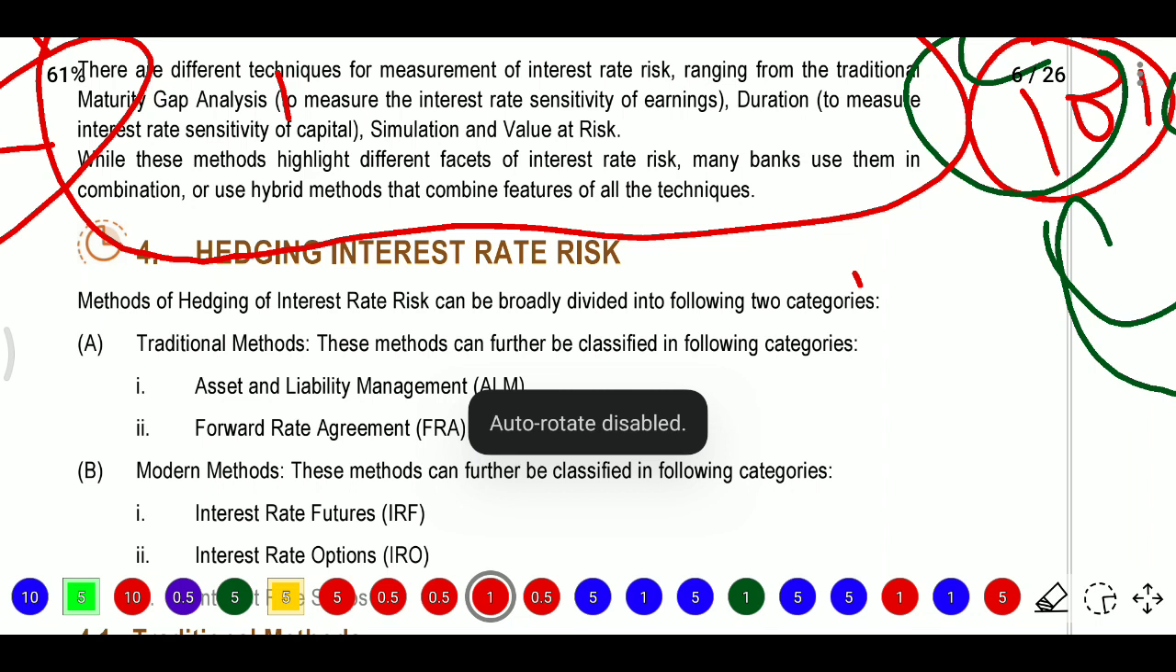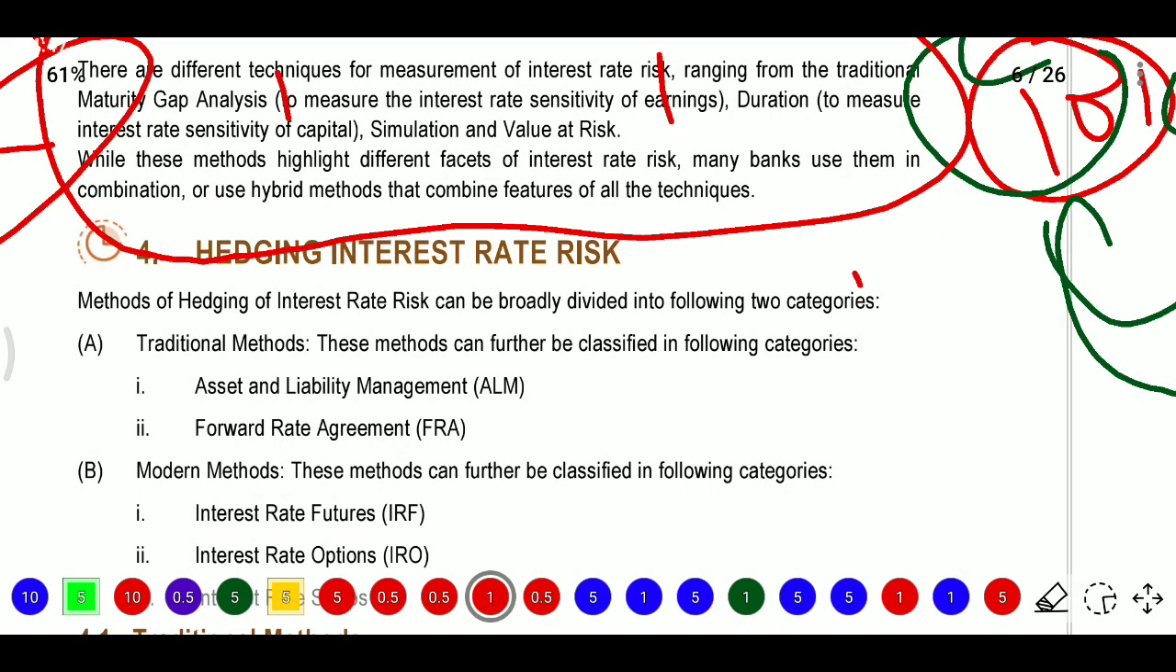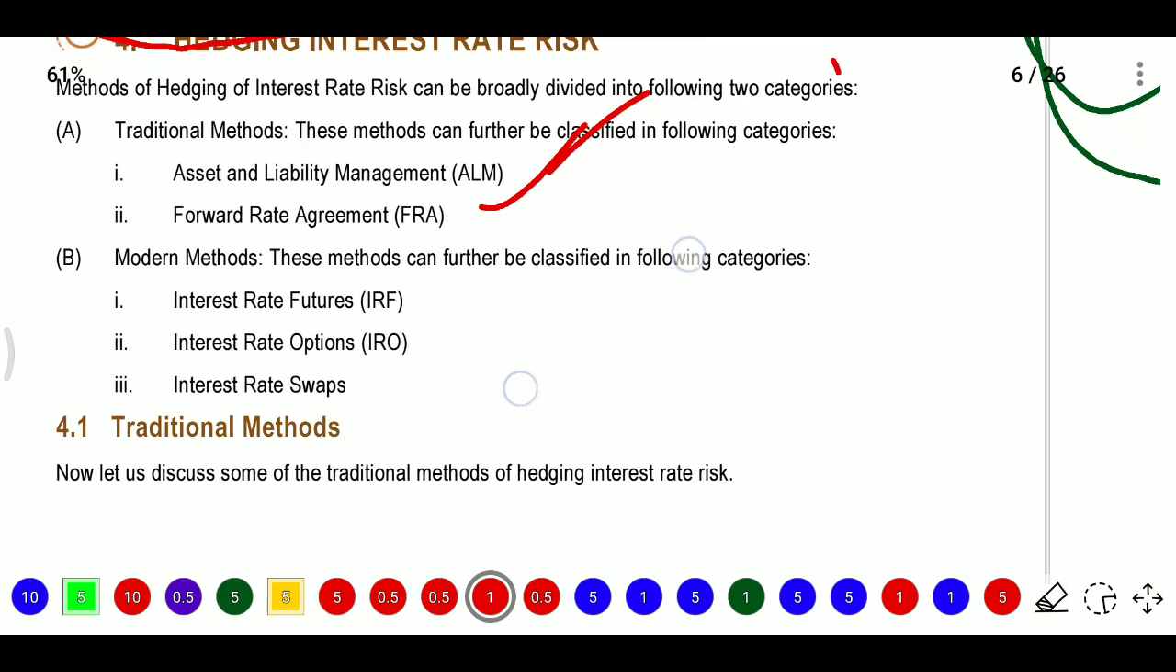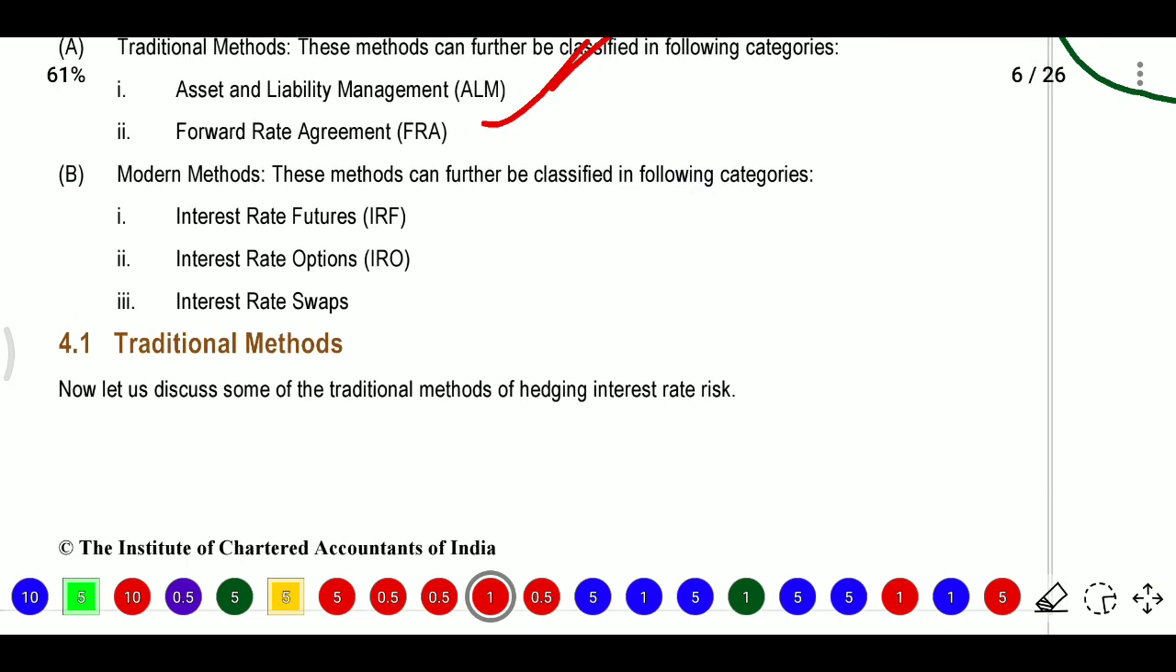Okay, come to the point. The traditional method is classified into two categories: one is asset and liability management, and another is forward rate agreement. Another method is the modern method. This method is further classified into the following categories: interest rate futures, interest rate options, and interest rate swaps. Swaps means where we can exchange the cash flows.